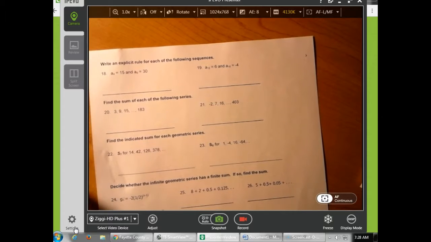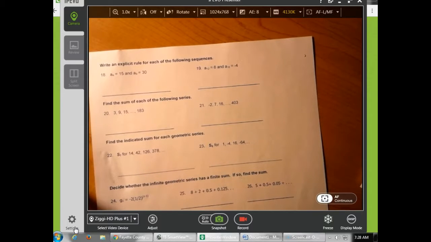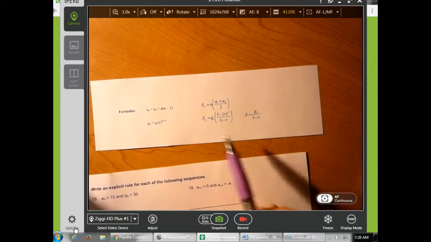Okay, here is the second page of the extra credit worksheet that I'm going to go over with you guys, and it gets into a little bit more of the series, which will be good for us to go over today. And I want to show you one little thing, and we'll be discussing this in class as well, but this is the little handout that I'm going to give you guys today so you'll know the formulas.